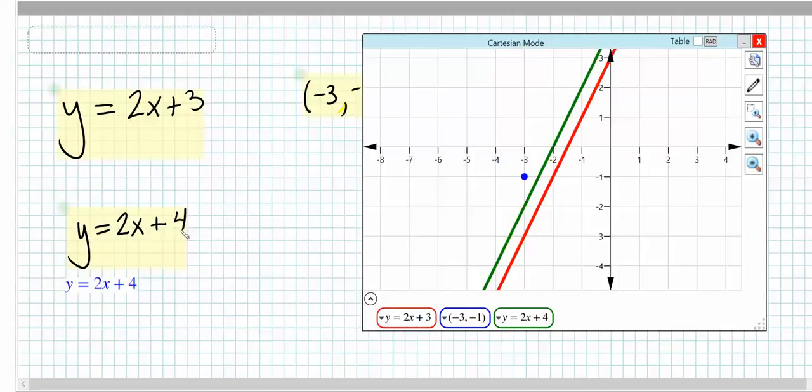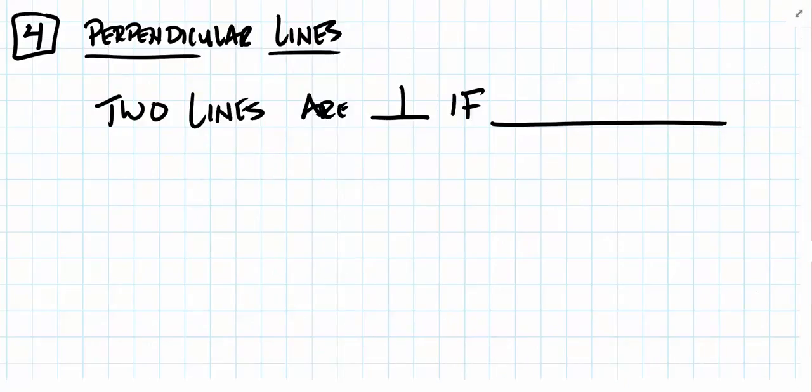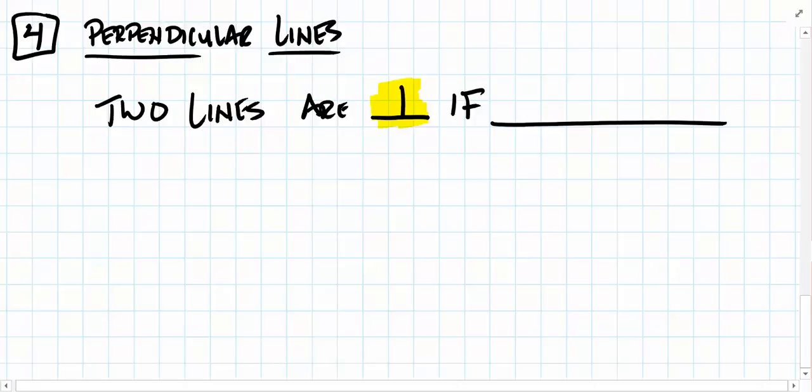Here we go. Let's see if you guys know this. So perpendicular lines. This is the symbol for perpendicular. You'll see this in geometry class, but it's kind of fun to introduce this a little bit early for you. So two lines are perpendicular if what? You guys know? Okay, what do you think here?